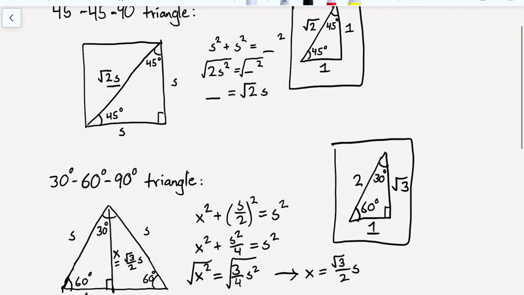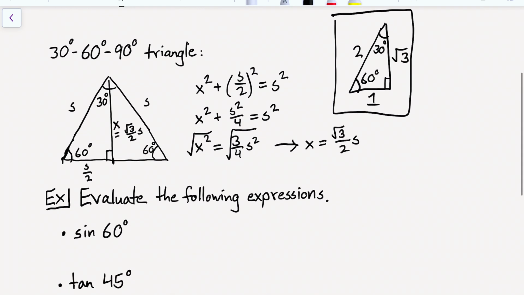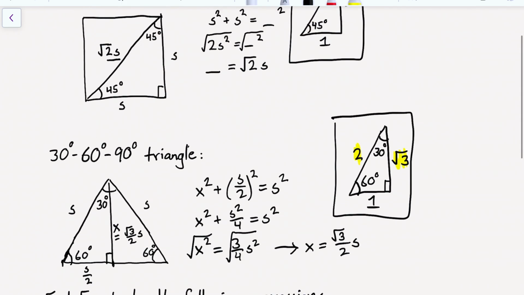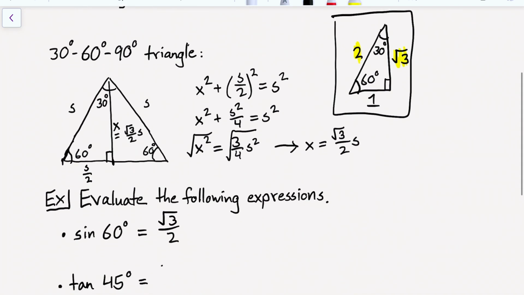Now that we have the triangles, let's see how we can use them to evaluate some trig expressions. I want to evaluate sine of 60. Remember that sine theta is opposite over hypotenuse, so it's going to be square root of 3 over 2 from the 30, 60, 90 triangle. Second, I want to evaluate tangent of 45. Tangent is opposite over adjacent. So we look at the 45, 45, 90 triangle. Opposite over adjacent is 1 over 1. So tangent of 45 degrees is equal to 1.